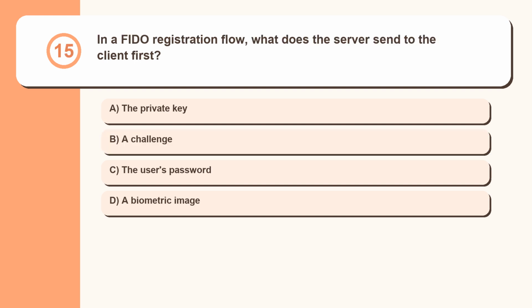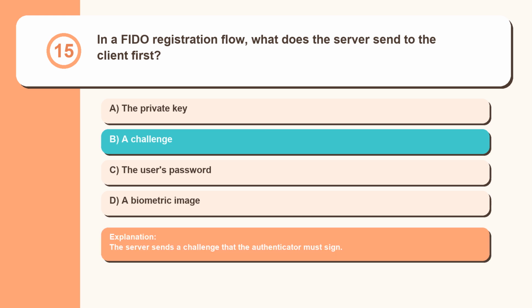Question 15. In a FIDO registration flow, what does the server send to the client first? The private key, a challenge, the user's password, a biometric image. The server sends a challenge that the authenticator must sign.